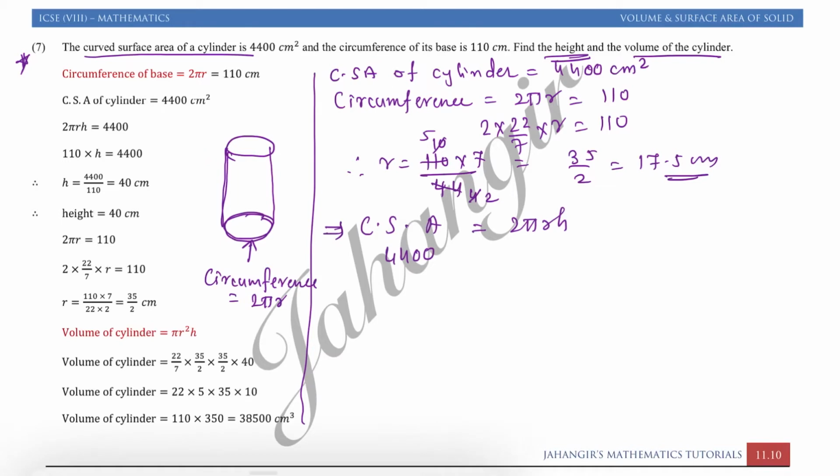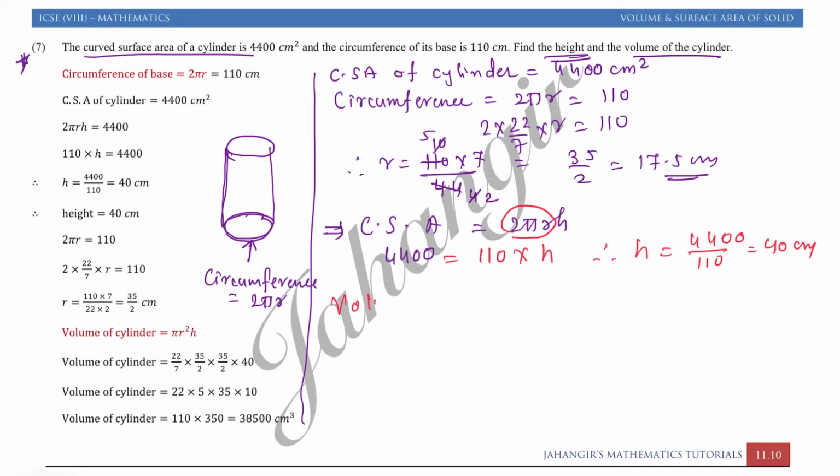Out of that we know 2 pi r. 2 pi r is already given as a circumference, so I can write that as 110 into h. Therefore h is equal to 4400 upon 110, that is 40 centimeter. So we got the height. Now we want the volume.